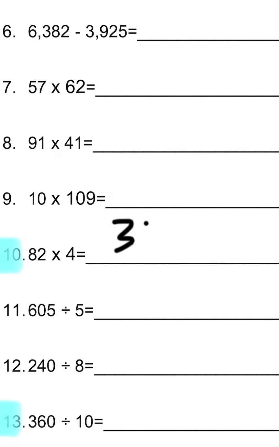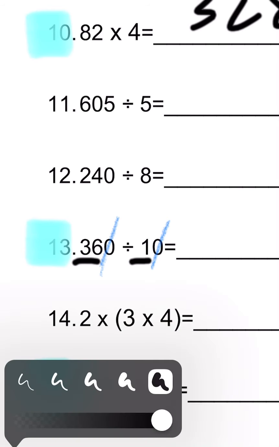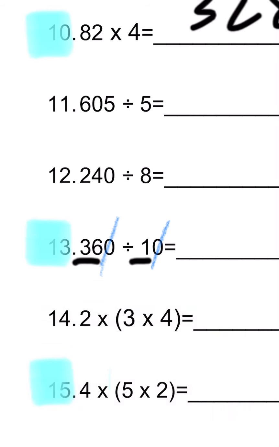Next, we'll do number 13, which is what we've been doing so far. But we did this around 2 lessons ago. When there are zeros at the end, you can cross them off. Now, when you cross them off, you'll only look at the remaining numbers. So 36 divided by 1 is 36.